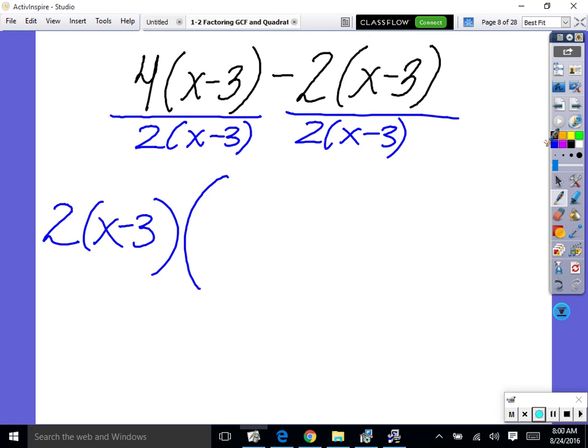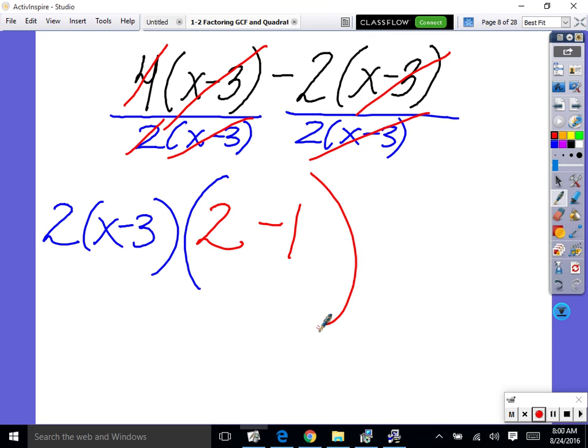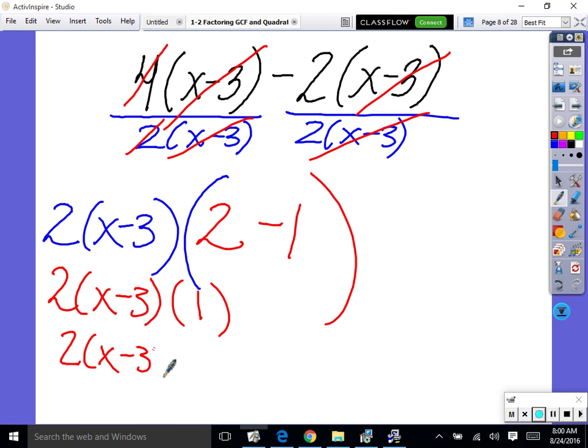Let's see what's left in the first term. 4 over 2 is 2. X minus 3 over x minus 3 is 1. Negative 2 divided by negative 2 is negative 1. This over this is 1. So we have 2 minus 1. Well, now can't we combine that? We can. So we have 2 times x minus 3 times 1. So we have 2 times 1, right? We can reorder this in any order, right? 2 times 1 is 2. We have 2 times x minus 3.